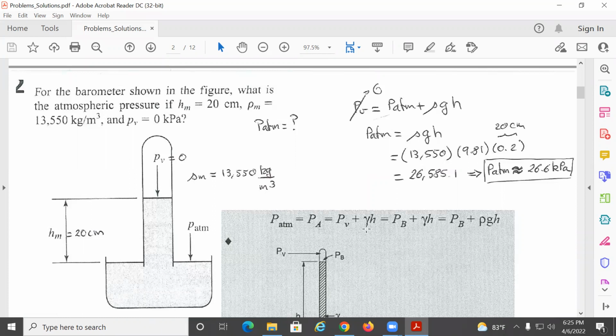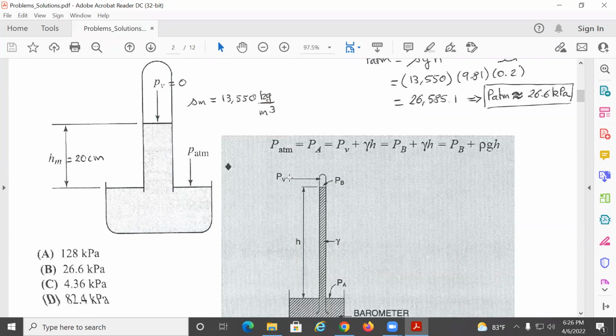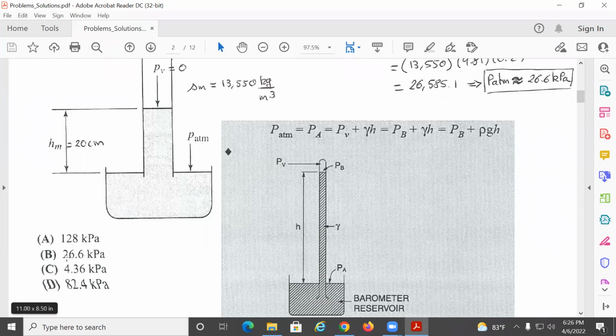Okay, so here the trick is to realize that when you have the same line over here, the pressure here and here should be the same. So the pressure at this point should be equal to what? Should be equal to the atmospheric plus the pressure of the fluid pushing down. So that's why we have P atmospheric plus rho g h, where this will be the h over here. So if PV is 0, then P atmospheric becomes equal to rho g h, and we get about 26.6 kilopascals, which I guess is one of the answers. So it should be answer B.